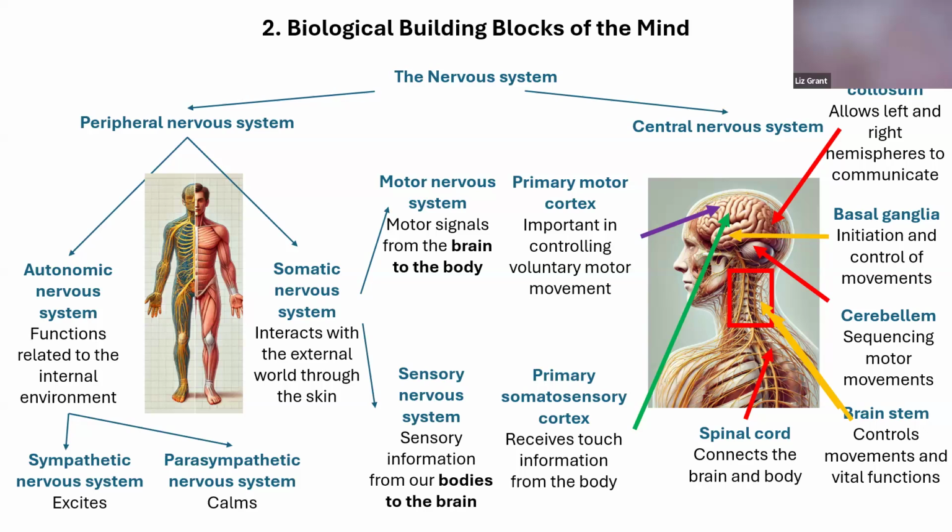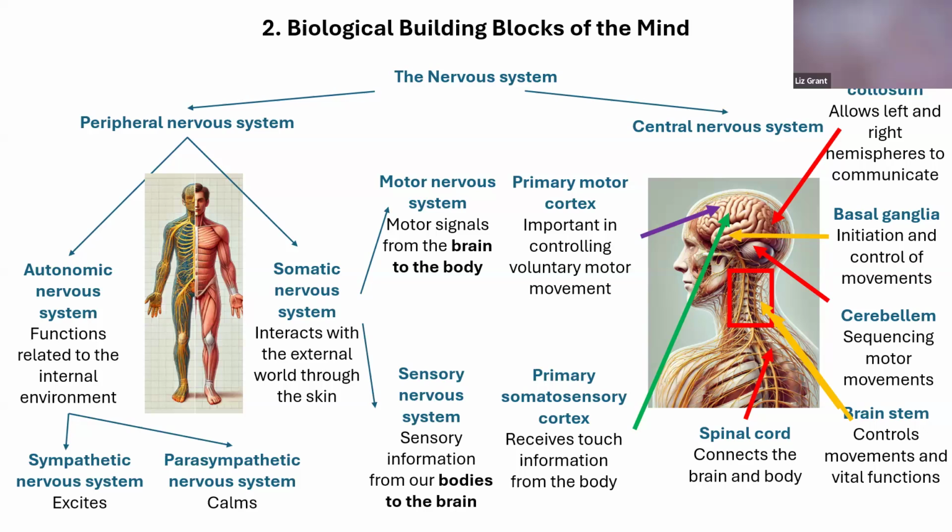So you might watch a horror movie, which affects your sympathetic nervous system, and then do some meditation, which activates the parasympathetic nervous system. Then the external part of the body is part of the somatic nervous system. So that nervous system interacts with the external world through the skin.